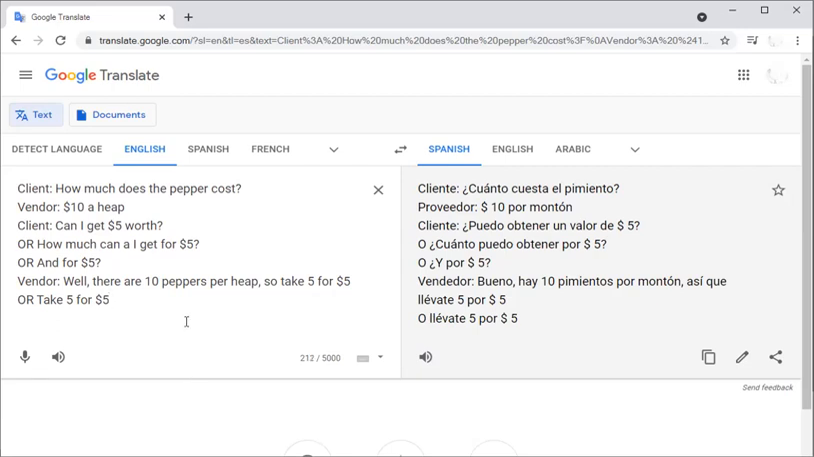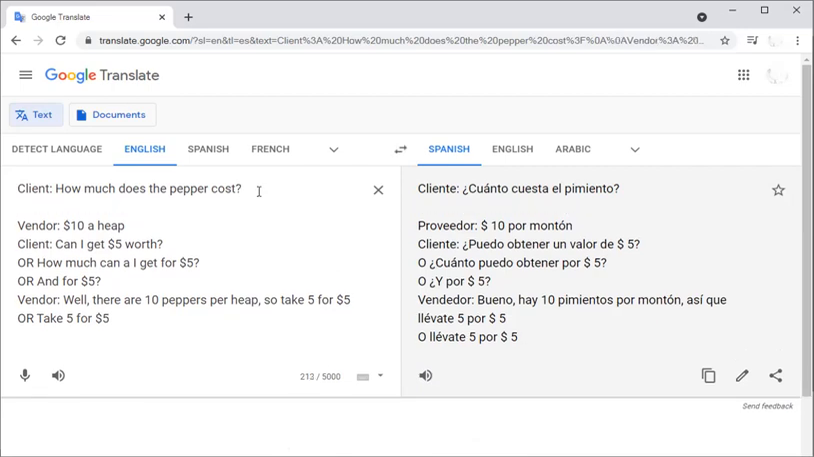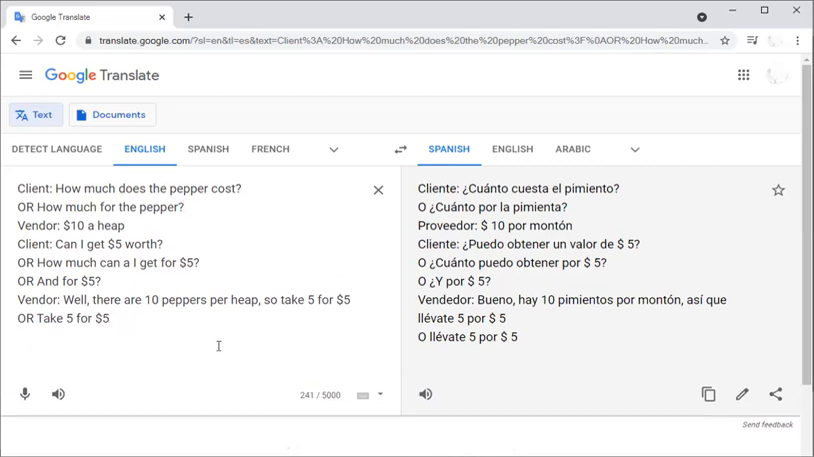So yeah, we have the formal and we have the informal. How much does the pepper cost? In practice, what you'll see is how much for the pepper. Okay, so we have the formal way and we have the informal way, right? So most likely, a vendor, like Barbara said, the vendor will go with the informal. Okay, entonces el vendedor iría con lo informal, ¿no?